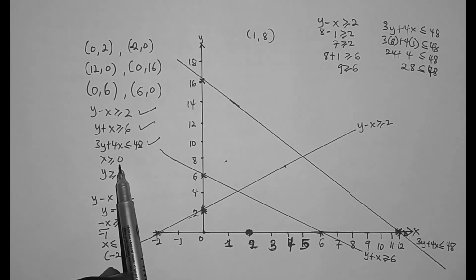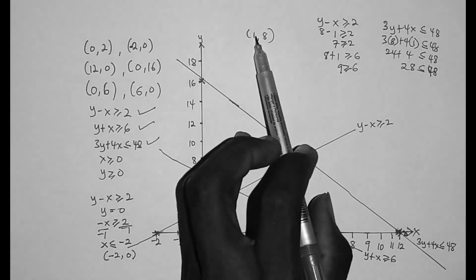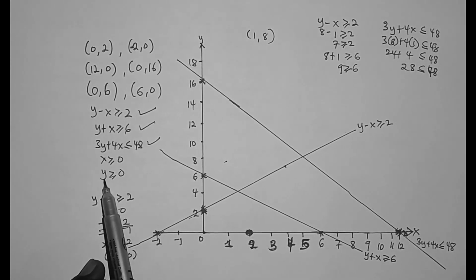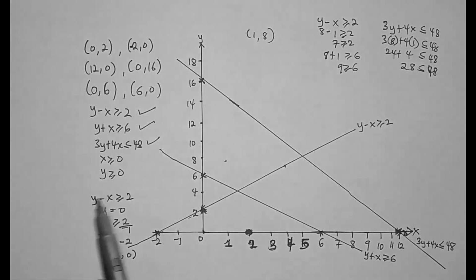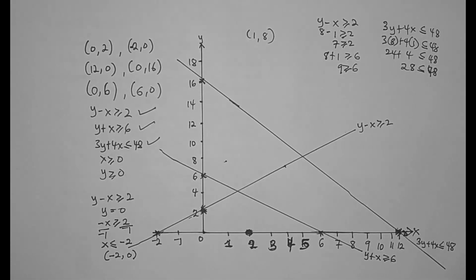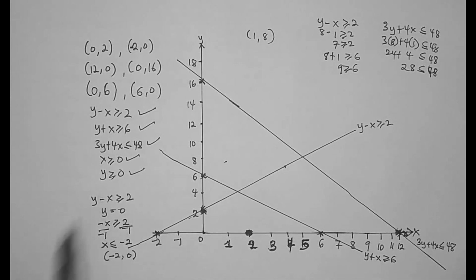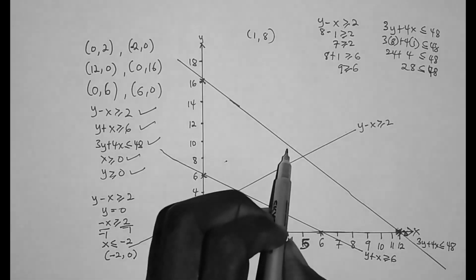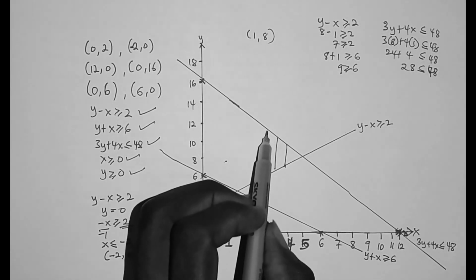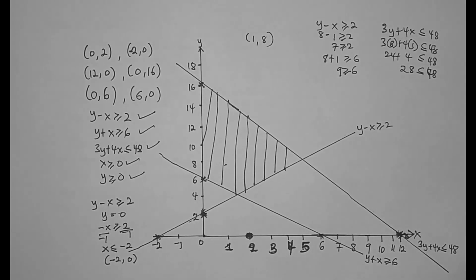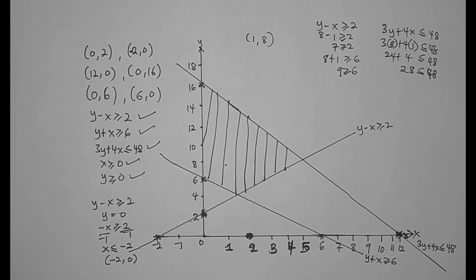Now x is greater than 0, and it's true because 1 is greater than 0. Then y is greater than 0, it is also true, 8 is greater than 0. So it also satisfies this constraint, and therefore the required region is this region. So this is the required region of the graph.